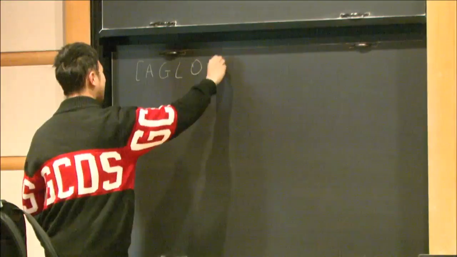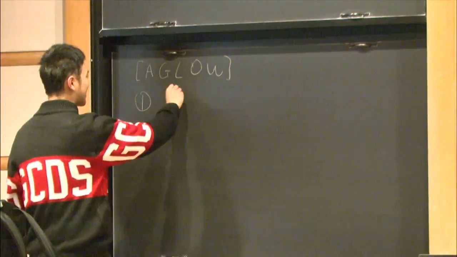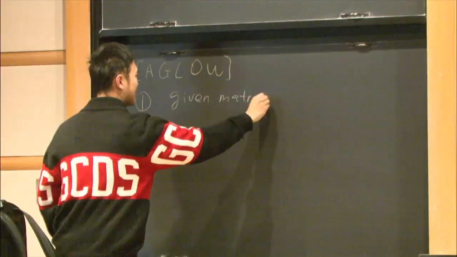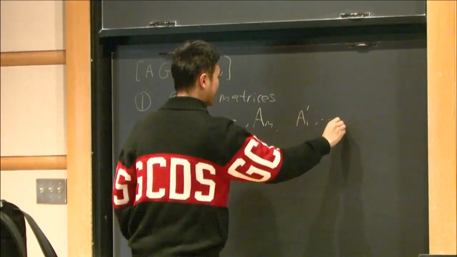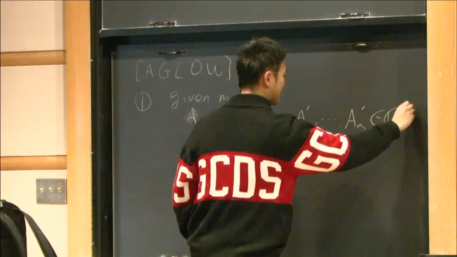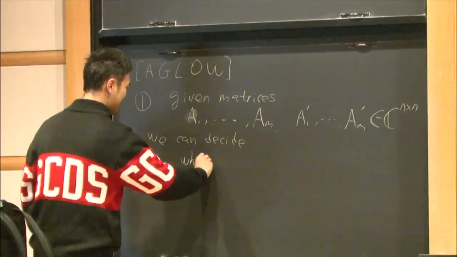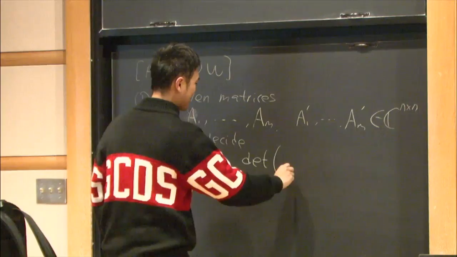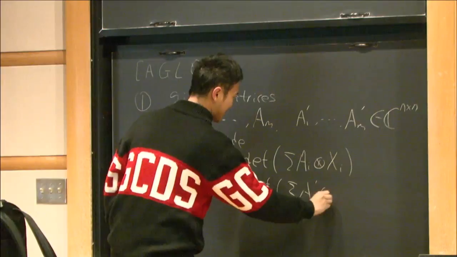In this paper we have shown the following theorem. Let's say given matrices A1 up to AM and A1 prime up to AM prime, they are all in C^(N times N). And we can decide whether the determinant of the summation of AI tensor XI is equal to the determinant of the summation of AI prime tensor XI.